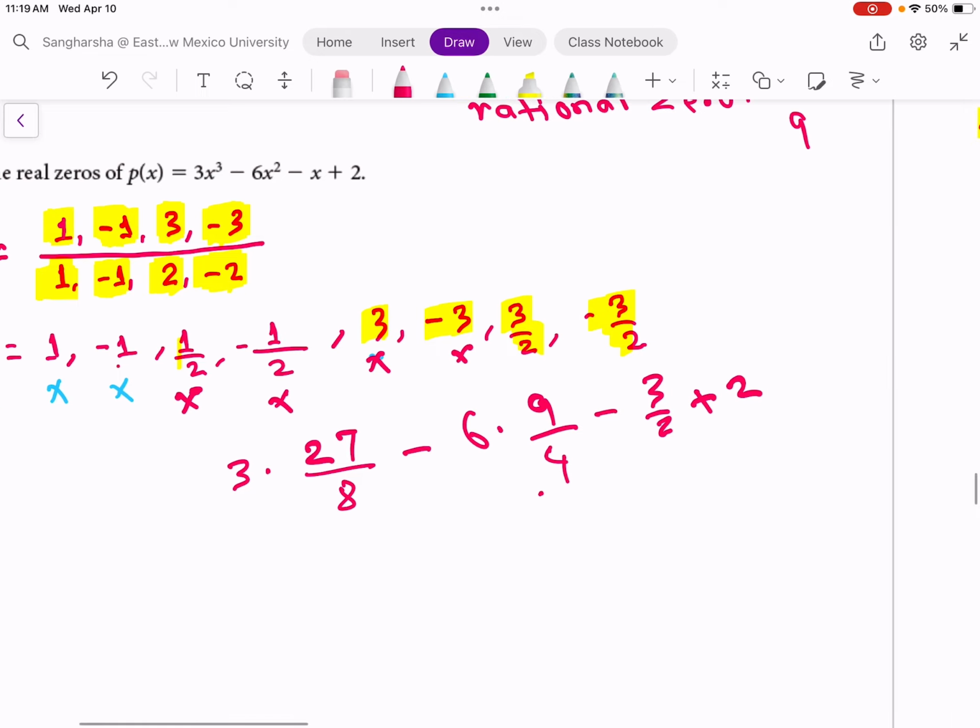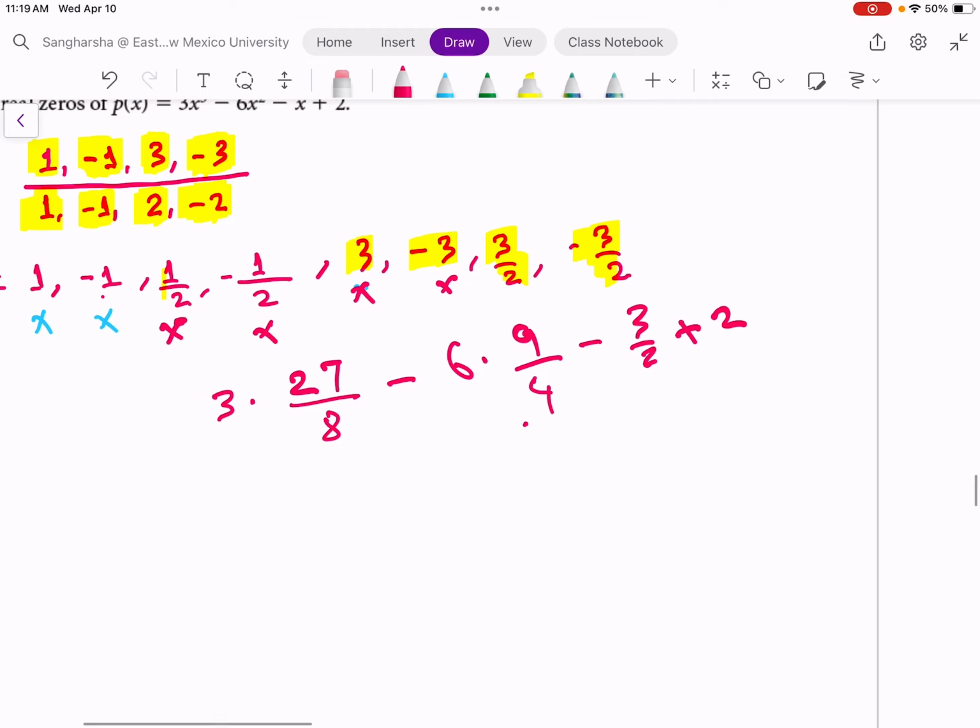Okay, so you substitute this number for every x. That's what I'm doing here. And we want our output to be equal to 0. That's what we want here. So we have 27 times 3, that is 81 divided by 8 minus 54 divided by 4 minus 3 over 2 plus 2.